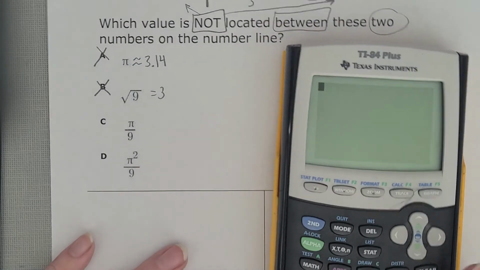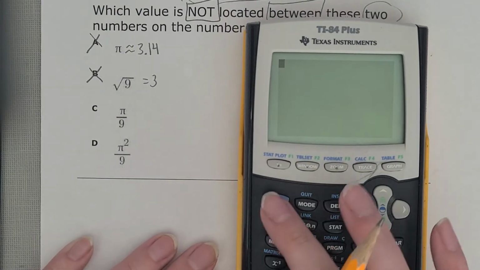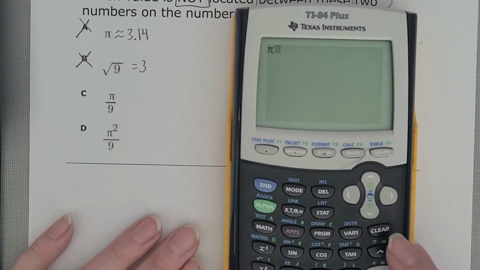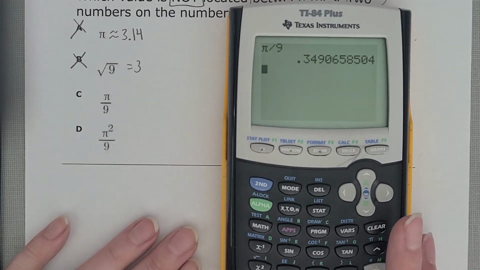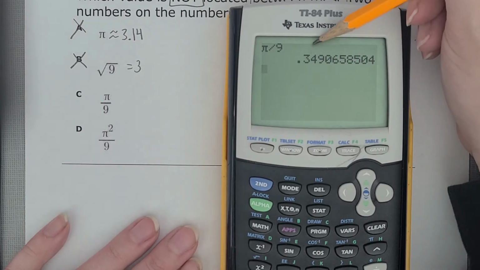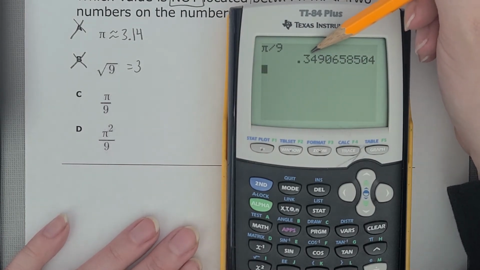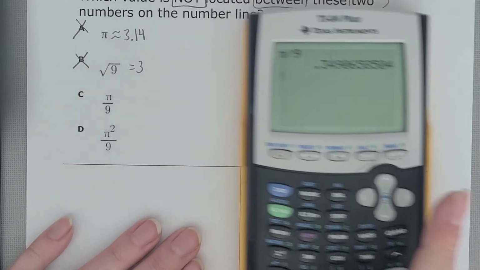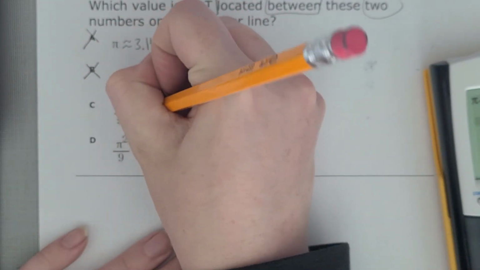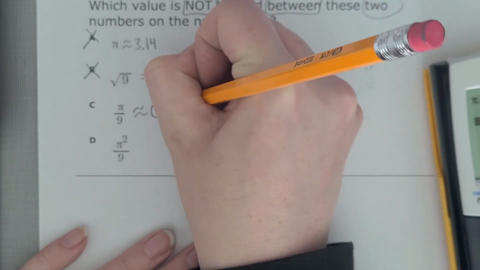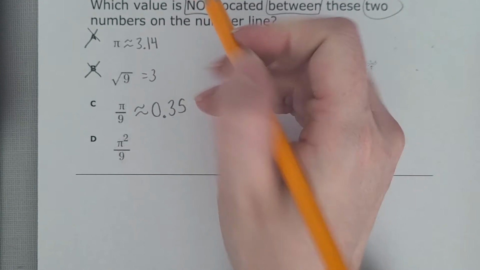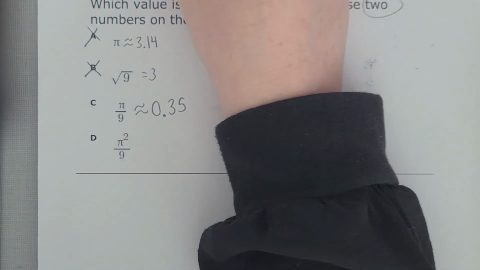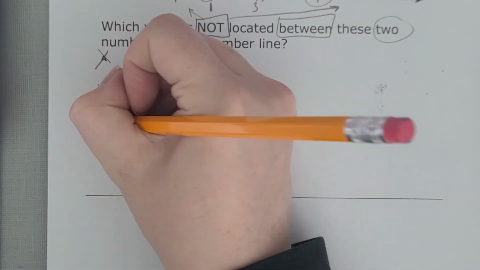All right, next we have pi over 9. So I'm going to type in our blue button pi divided by 9, and I get 0.349. I'm going to round it to my hundredths. That 9 tells me it's closer to a 5 than a 4, so I'm going to write down 0.35. Now 0.35 is less than 1, so I am going to put this down here as a maybe.